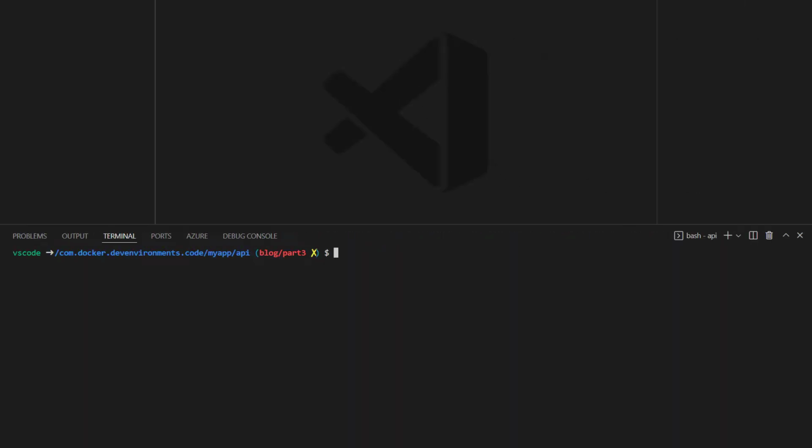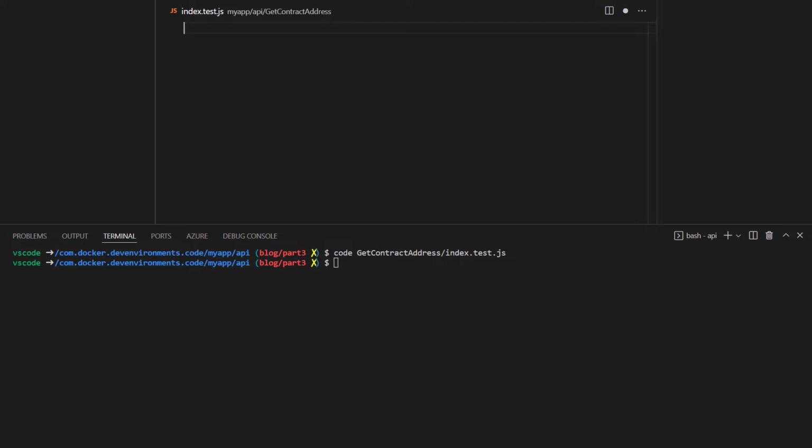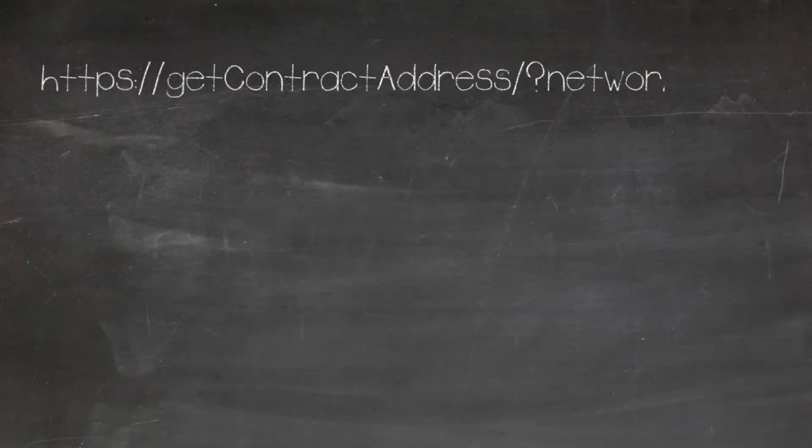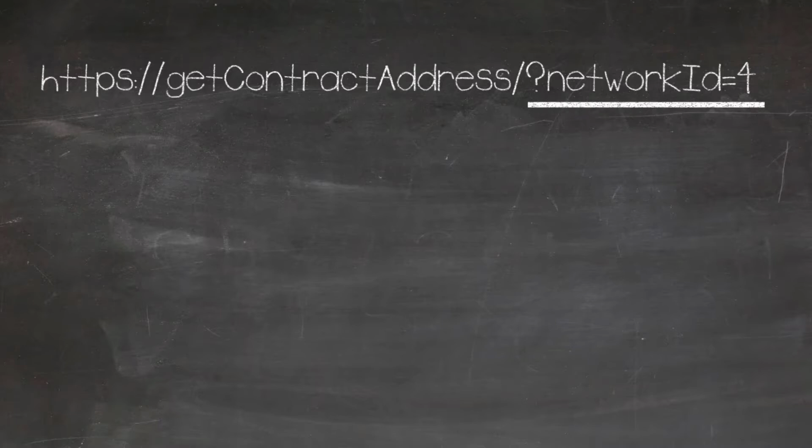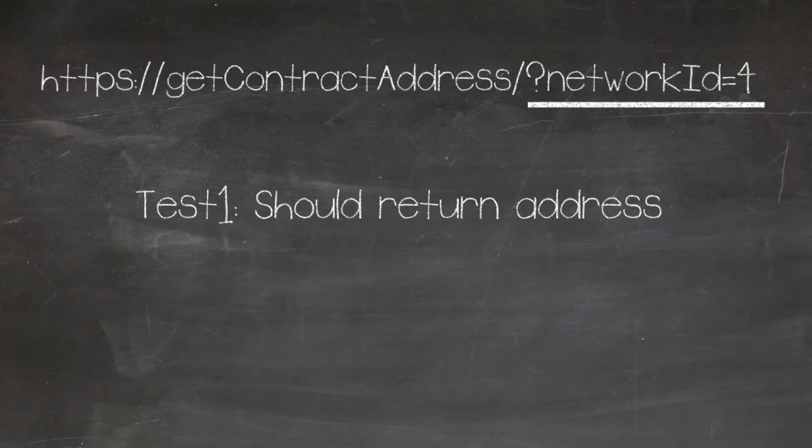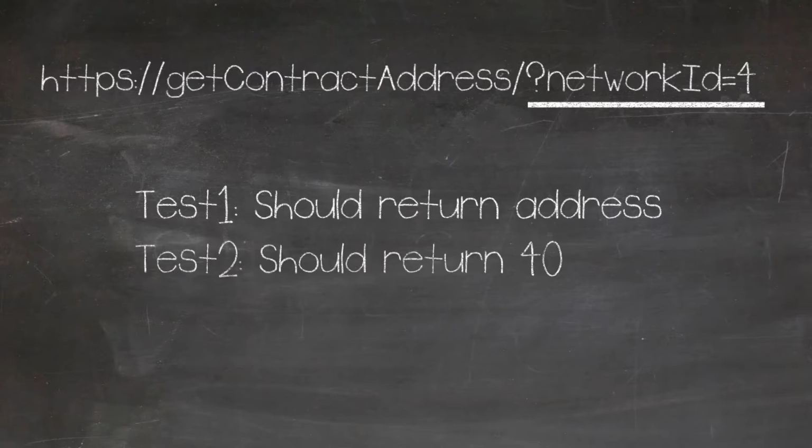I implemented test-driven development, TDD, for this function, so I wrote my tests first. Because I use Jest, I created a new file named index.test.js next to the index.js file in the getContractAddress folder of the function project. The contract of the service requires a query parameter named network ID. I wrote two tests. One to return the value if the network ID was provided, and one that returns an error if the network ID is not provided.